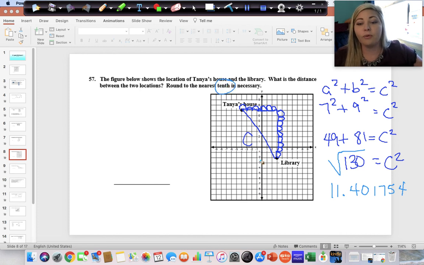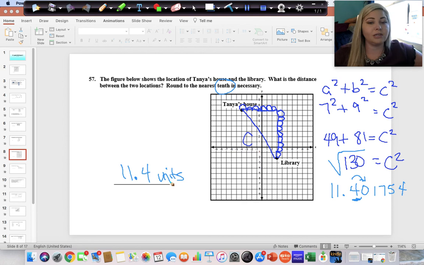Okay, so we are rounding to the 10th place again. So the 4 is in the 10th place. We're going to look behind it. That 0 is not enough to bump that 4 up. So it's just going to be 11 and 4/10. And we're just talking units here. It did not say what the units are equal to. It didn't say that each square is equal to 1 mile. It didn't say anything like that. So we're just speaking in units for now.